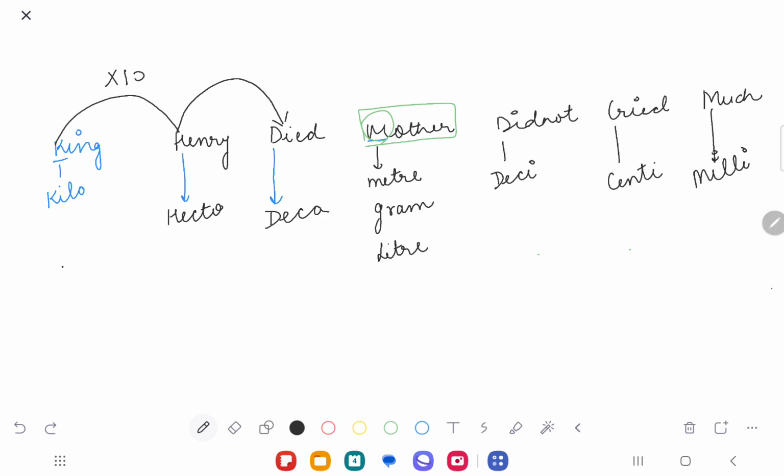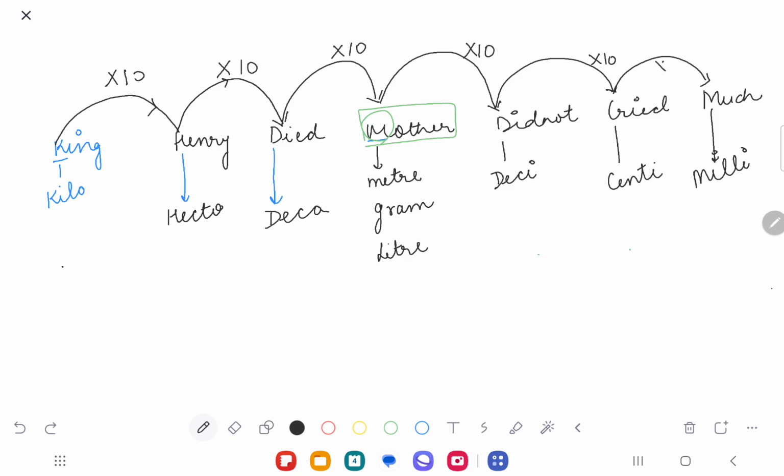Hecto to deca, you multiply again with 10 when you're moving forward. From deca to meter, you are again multiplying with 10. From meter to deci, again 10. From deci to centi, again 10. And from centi to milli, again 10. Are you understanding? So every one jump forward will help you to multiply with 10.